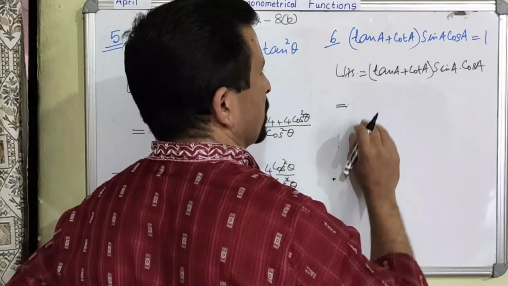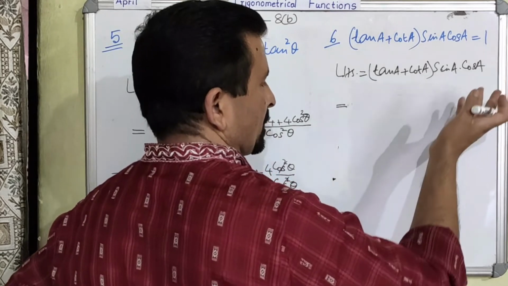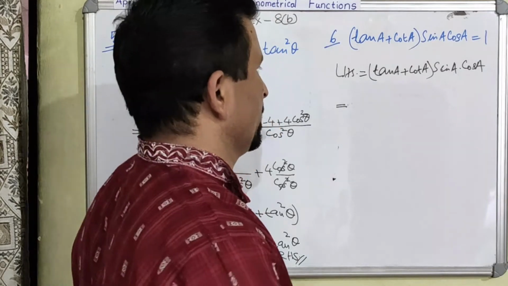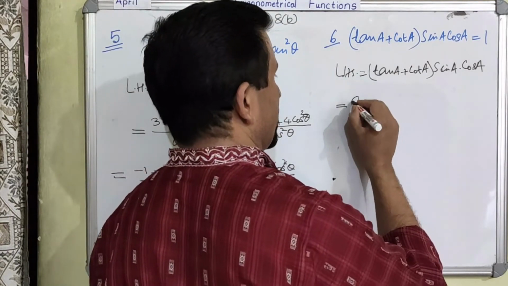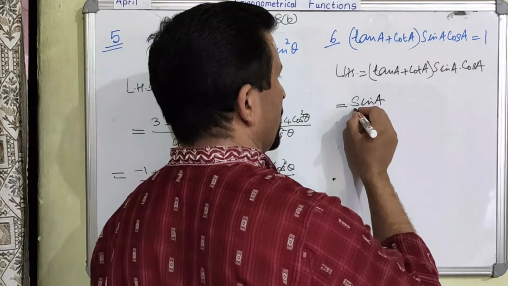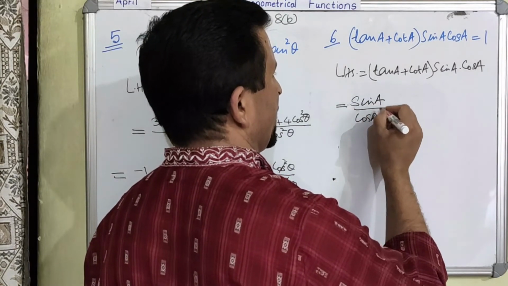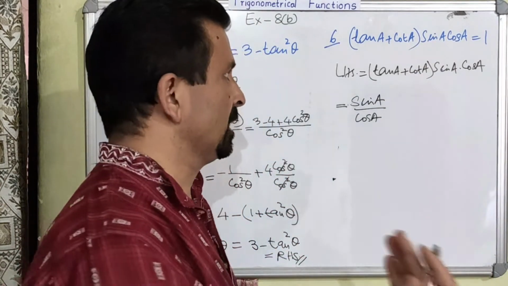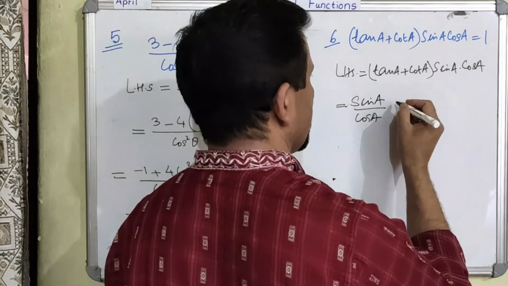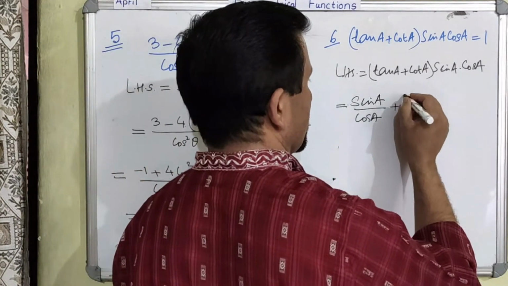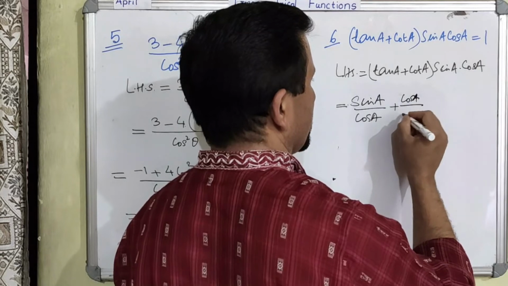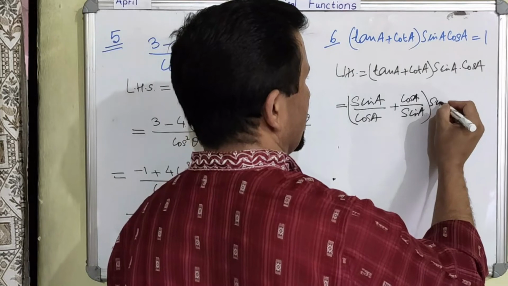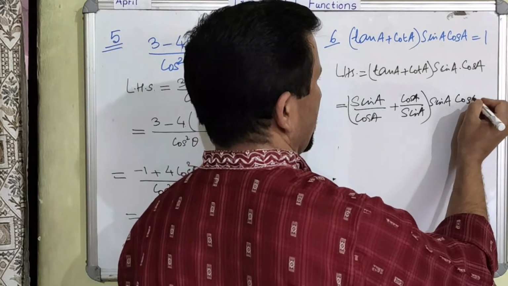Now after this, I am going to write whichever part of this can be converted into fundamental trigonometrical ratio, we will convert that. So this tan A, I will write as sine A over cos A. A is any angle, right? This angle can be anything, theta or beta, zeta, gamma, delta, A, B, C, anything, right? Now this cot A we will write as cos A over sine A into sine A into cos A, right?